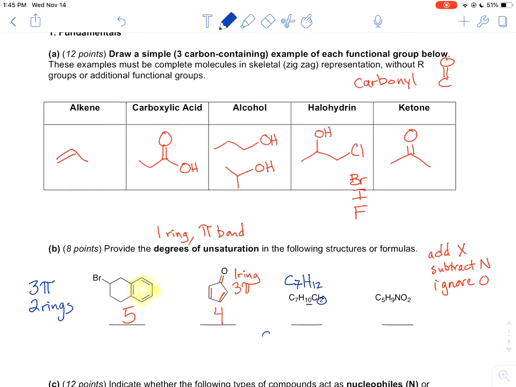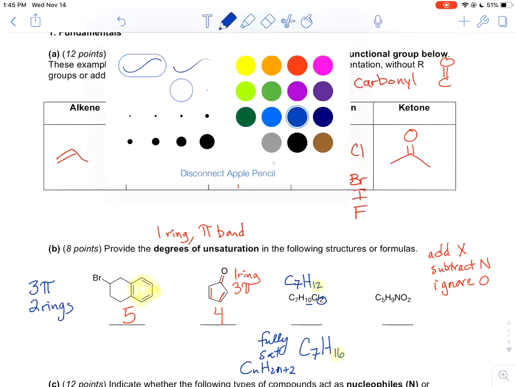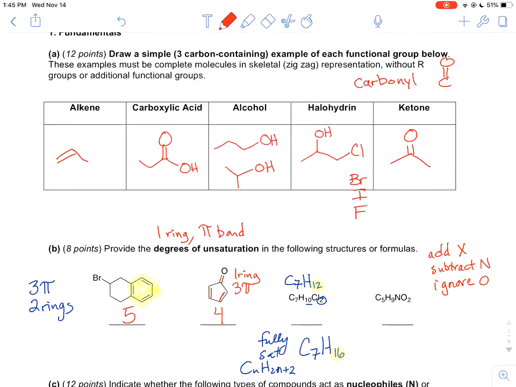Its fully saturated form is given by the formula CnH2n+2. It's C7. 7 times 2 is 14 plus 2 is 16. So now we're going to be focusing on these numbers here, the 16 and the 12. And we see that the difference between them is 4, or 2 pairs of hydrogens. So this molecule has 2 degrees of unsaturation.